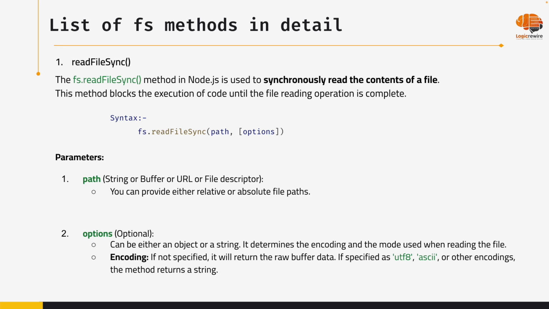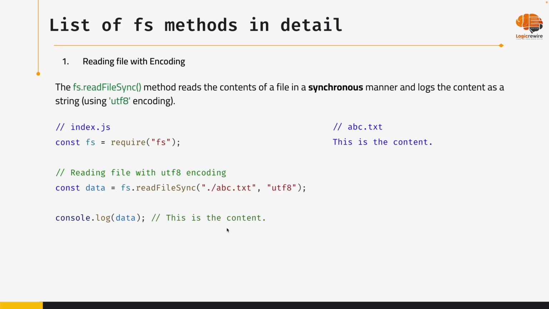But if you want some format, then you have to provide an option. If you provide UTF-8 or ASCII, then it will display the file content as it is. We'll see without writing UTF-8 and with writing UTF-8. So two parameters I have discussed. Now let's go and check the code.